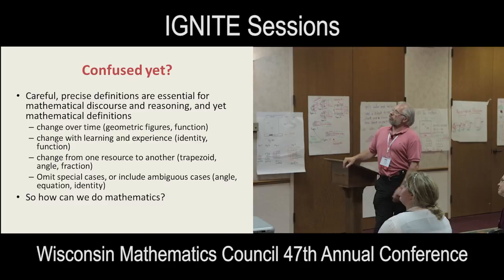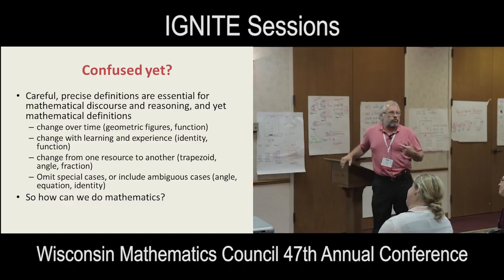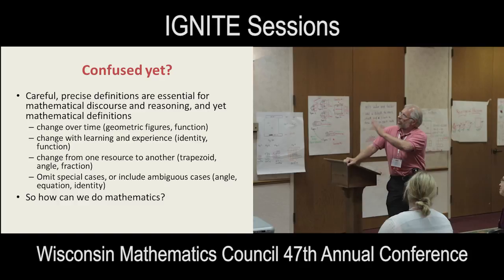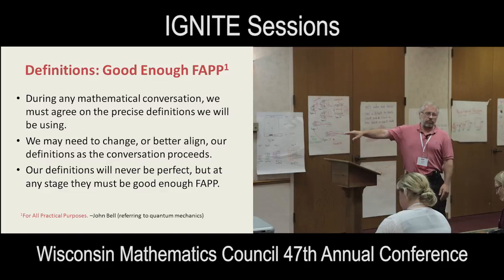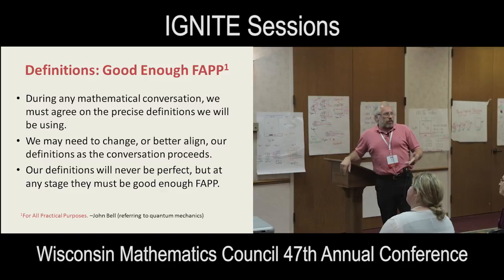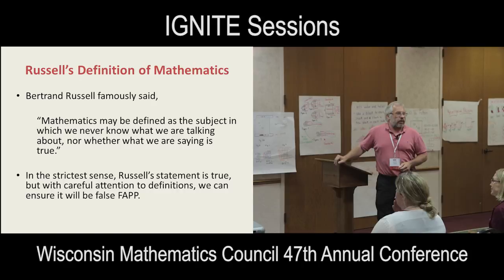So let me try and sum up a little bit. We certainly need careful, precise definitions if we're going to carry out mathematical reasoning, mathematical discourse. But we've seen that definitions are fuzzy. They change in all of these ways. They change over time, they change with our mathematical experience. So what do we do? In the end, we settle for definitions that are good enough FAP, for all practical purposes, not to the physicist John Bell. In any individual conversation, we have to agree what our definitions are, but we have to be flexible too. We have to change as we go along and as necessary.